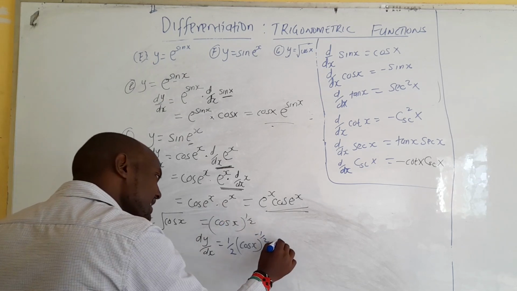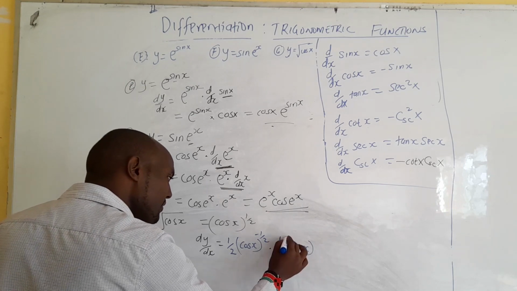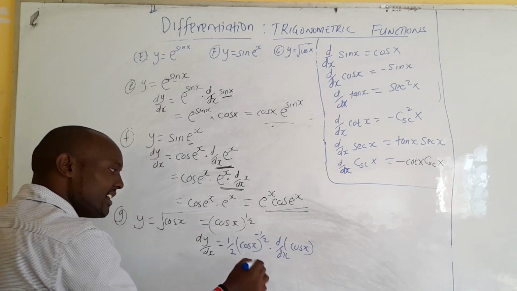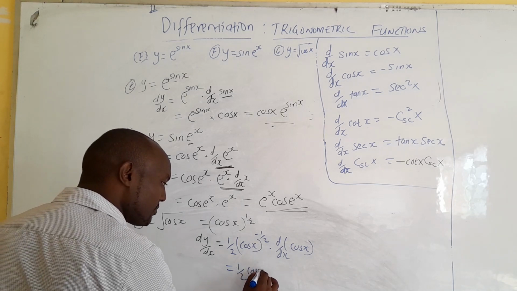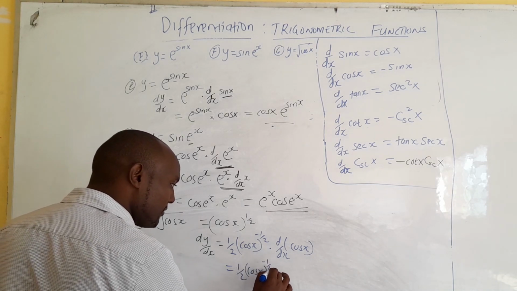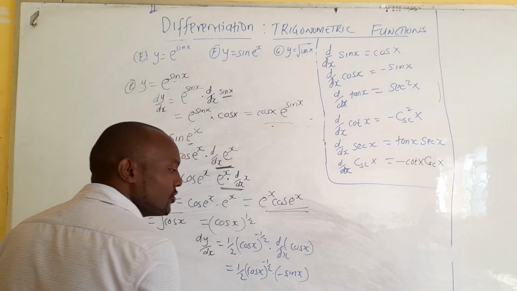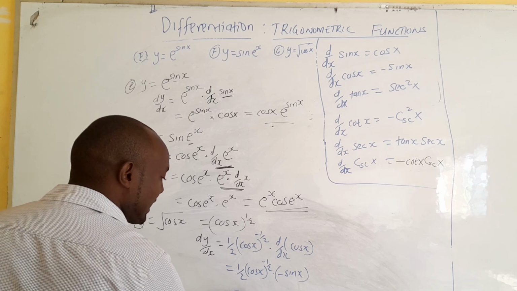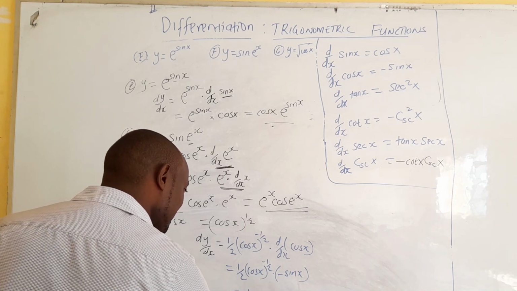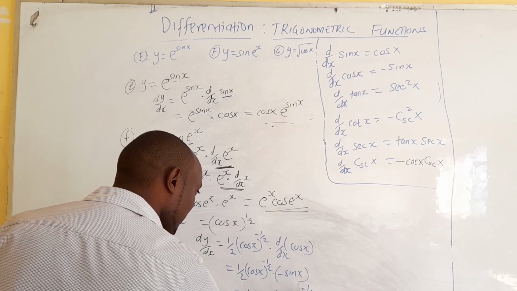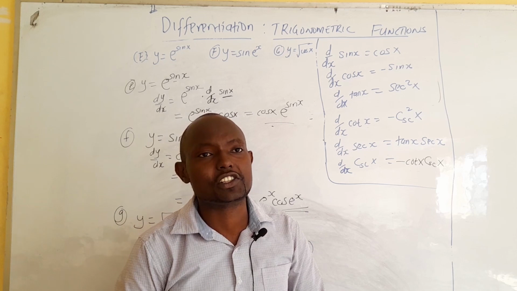Then we differentiate inside. This is our chain rule. We differentiate what is inside, and you get half cos x to power negative half times negative sine x, because when you differentiate cos, you get negative sine. So you have negative half sine x cos x to power negative half. So that's how we differentiate trigonometry functions.